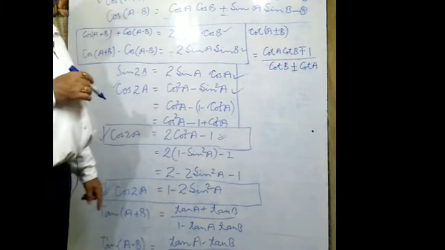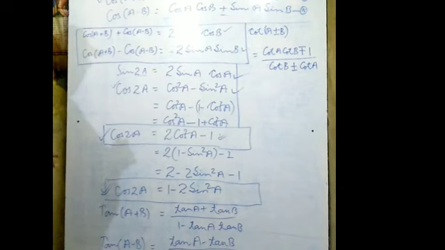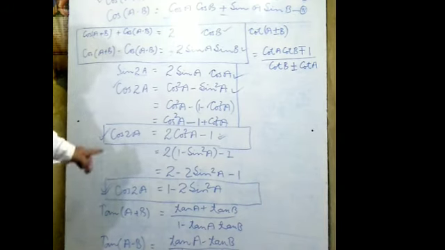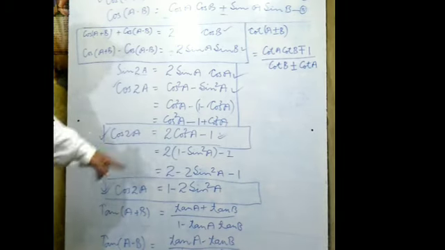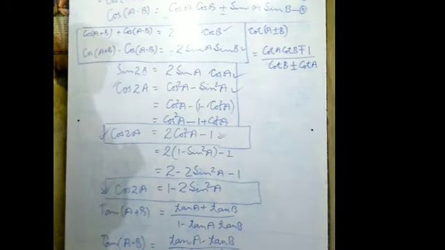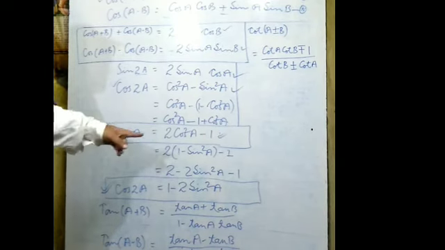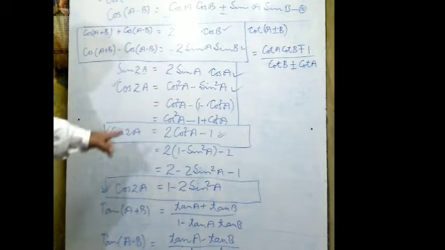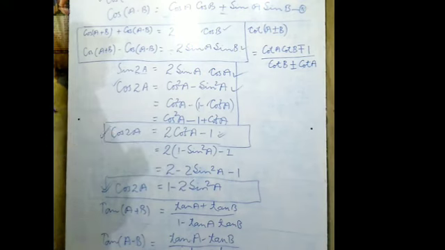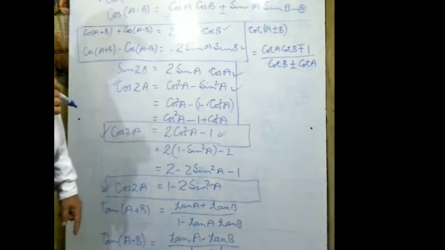Similarly, we have studied about tan A plus B. In the previous class, it has been taught, and just for revision, I am penning it down here on this whiteboard. So tan A plus B means tan A plus tan B in the numerator, and in the denominator, 1 minus tan A tan B. This is the expansion of tan A plus B.